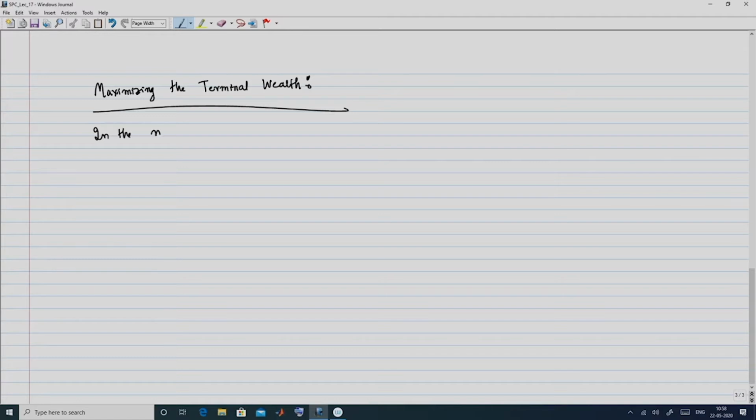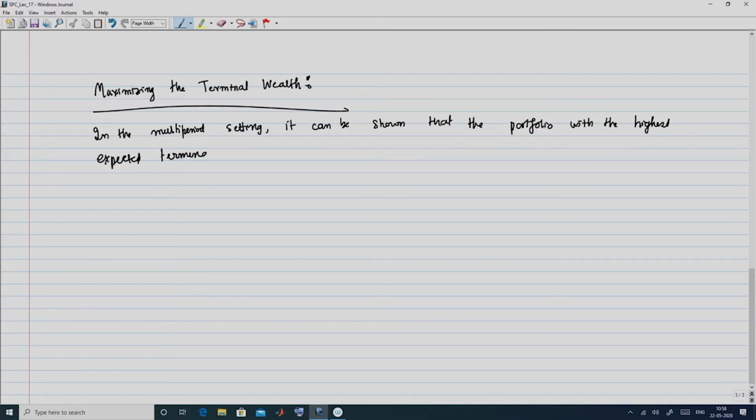So, in the multi-period setting, it can be shown that the portfolio with the highest expected terminal value is the one with the highest expected GMR, that is geometric mean return.